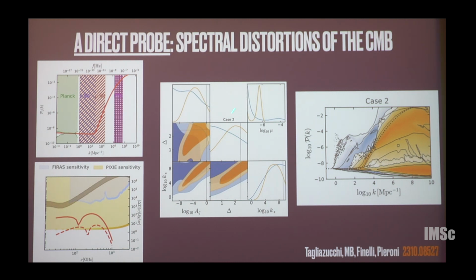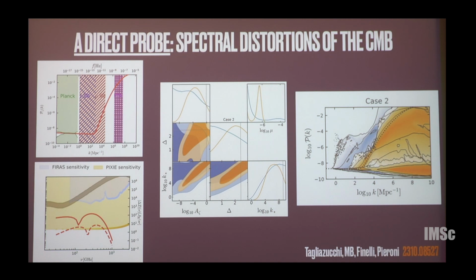And this is, for example, what we get from PIXIE. So the answer is, even though this signal will fall into the sensitivity of PIXIE, it will be hard to detect. And the reason is the following. This solid line is the mu-type signal, whereas this dashed line is the y-type signal. This kind of bump in the primordial power spectrum depends on three parameters, but here we are only measuring one. So we can improve the constraints, but it will be hard to detect it.